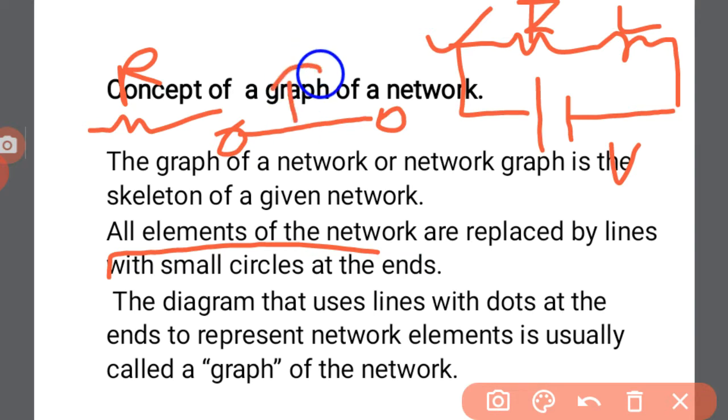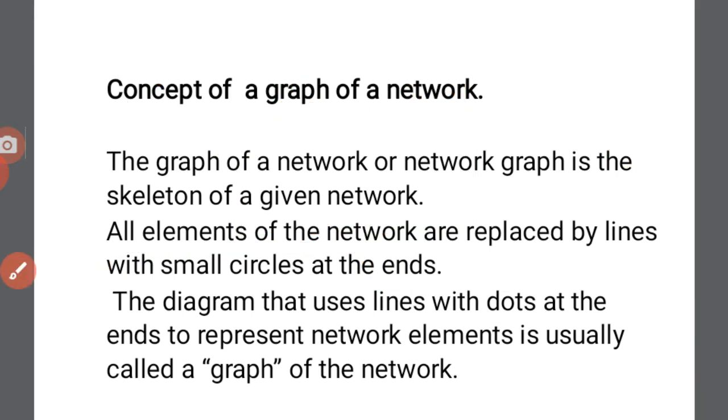This one is the resistor R. Next, the inductor L. Next is the voltage source, again V. This representation is called a graph of a network. Is it clear? The graph of a network, or network graph, is a skeleton of a given network. That means the elements that exist in the network are represented by solid lines ended with circles. That is called a graph of a network.